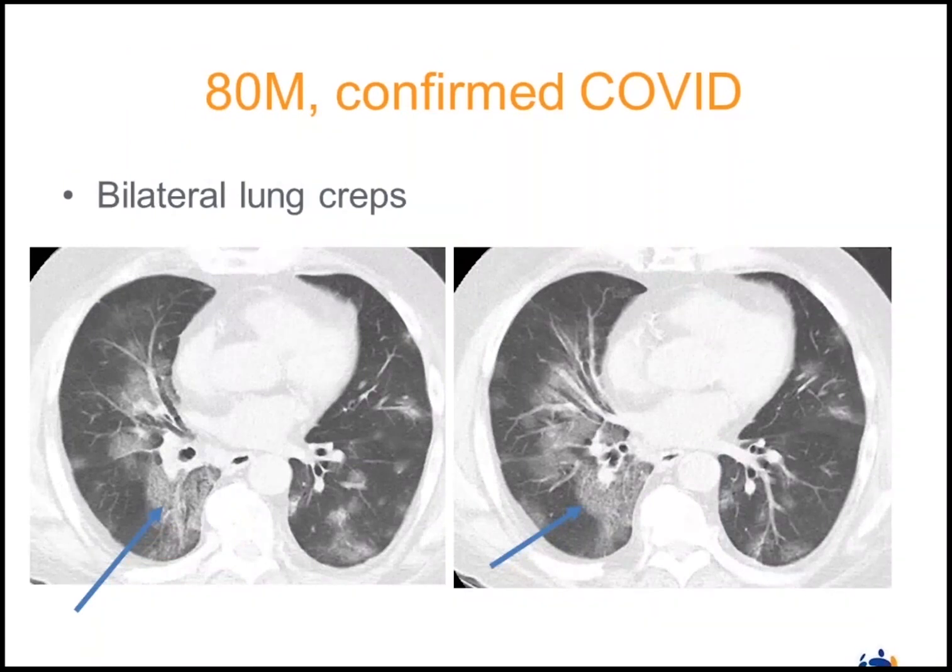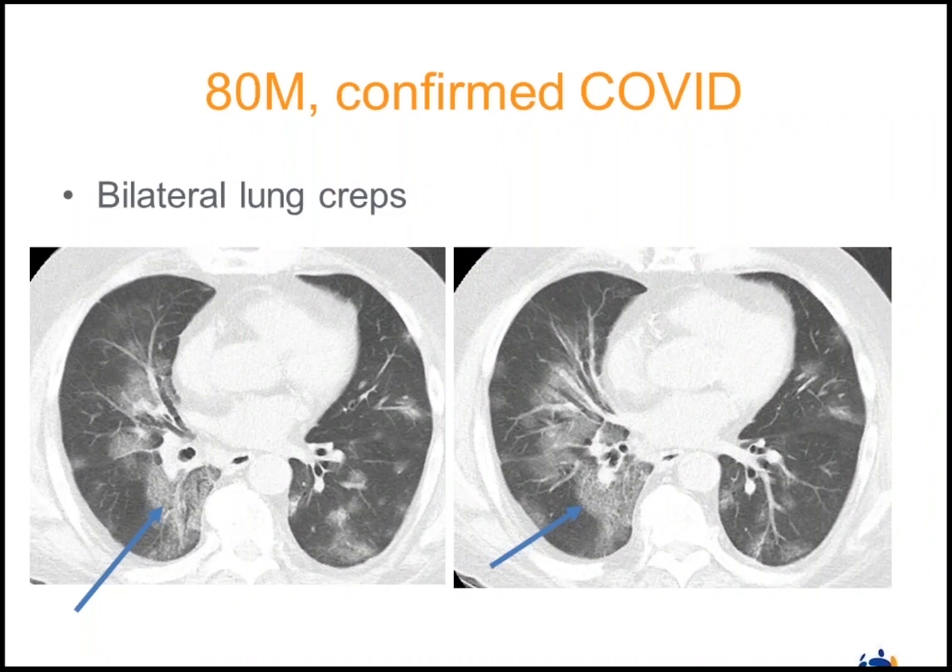So here we have some typical findings. We have an 80-year-old male patient who is swab positive for COVID-19, and there are multifocal bilateral ground glass opacities, basally predominant, and multiple peripheral areas, and then some slightly more central ground glass areas as well.